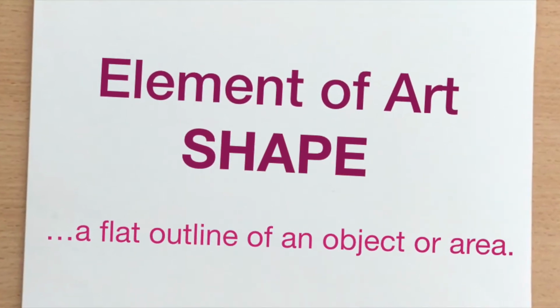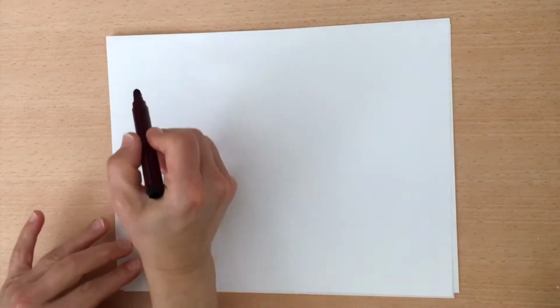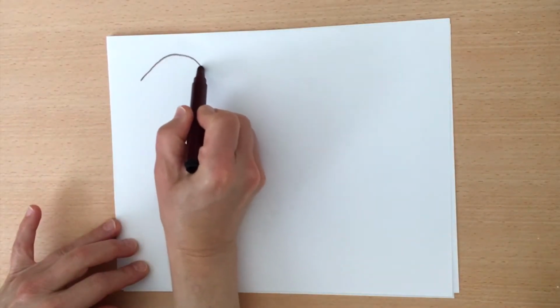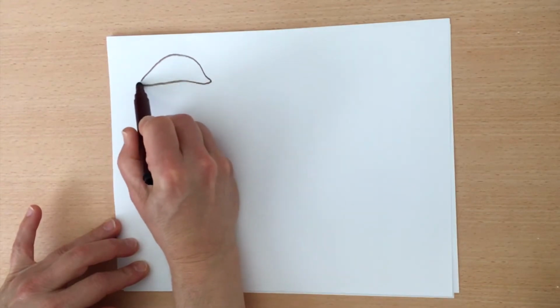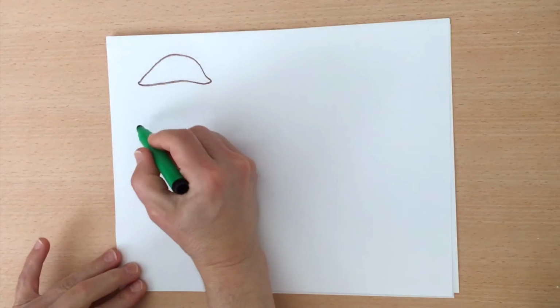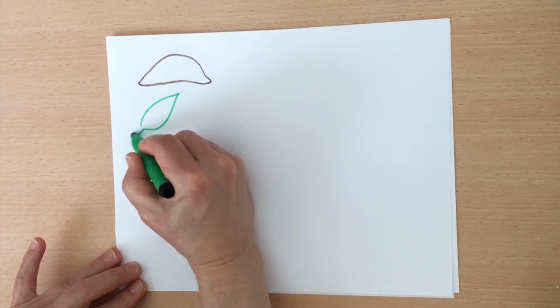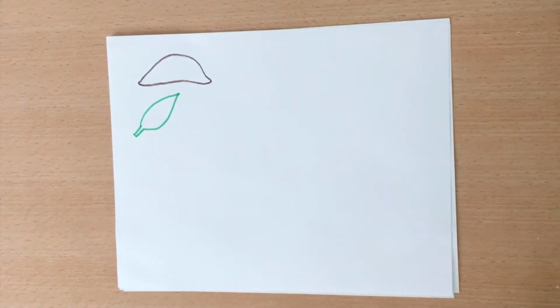Shape is a flat outline of an object or area. There are different types of shapes. First, we will start with organic shapes. Organic shapes are those that are found in nature and usually have a random outline to them, like this rock above, and then I will draw a leaf here.